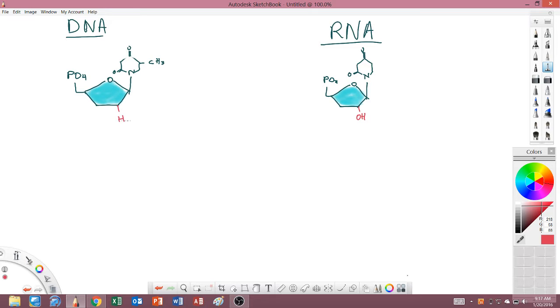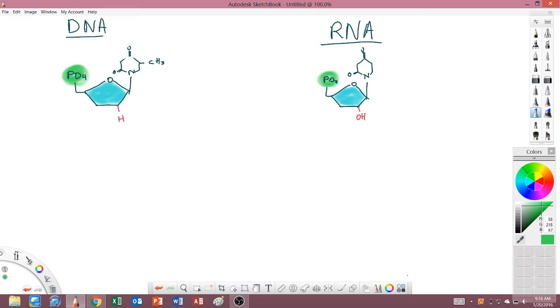In DNA, this is deoxy. The sugar is deoxyribose. In RNA, it is ribose. Position 1 is identical in both. Position 3 is the same, position 4 is the same, position 5. Everything is the same in terms of sugar. Phosphate in both cases is identical. Phosphate in all nucleotides never changes, whether it's a DNA nucleotide or an RNA nucleotide. It's the same phosphate.